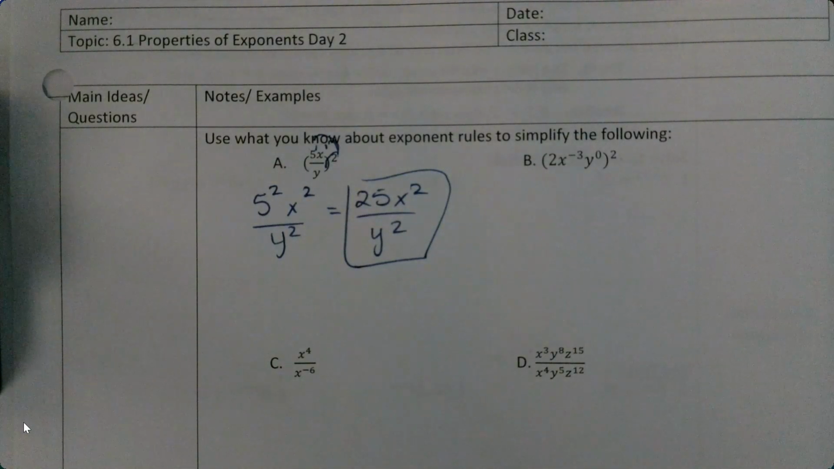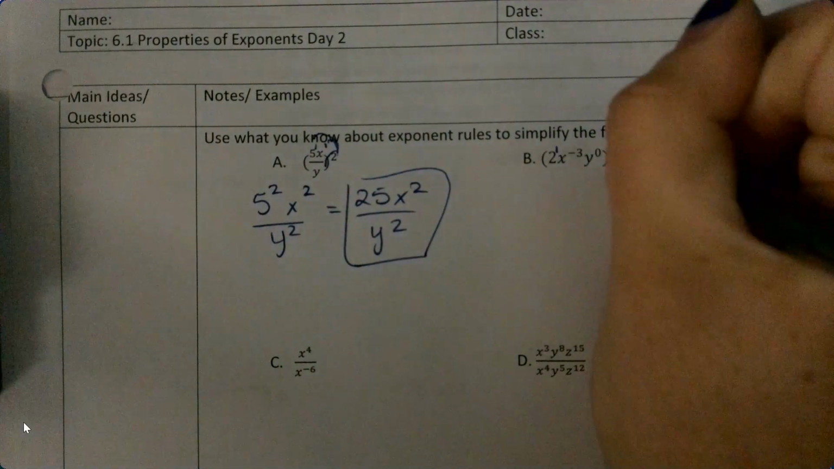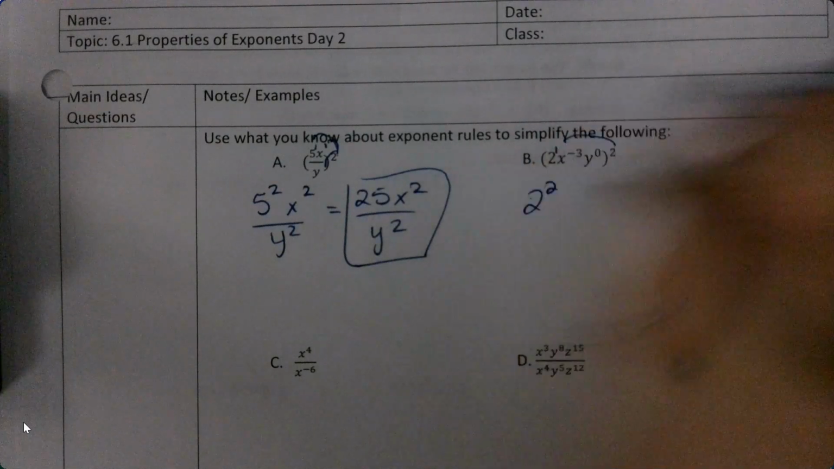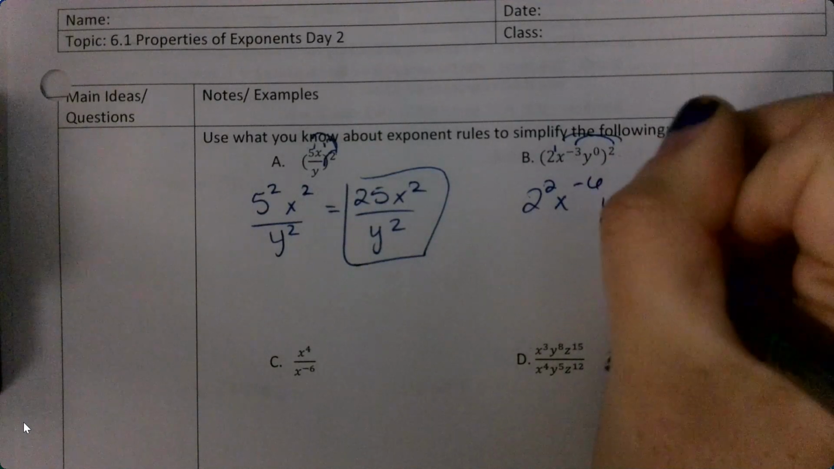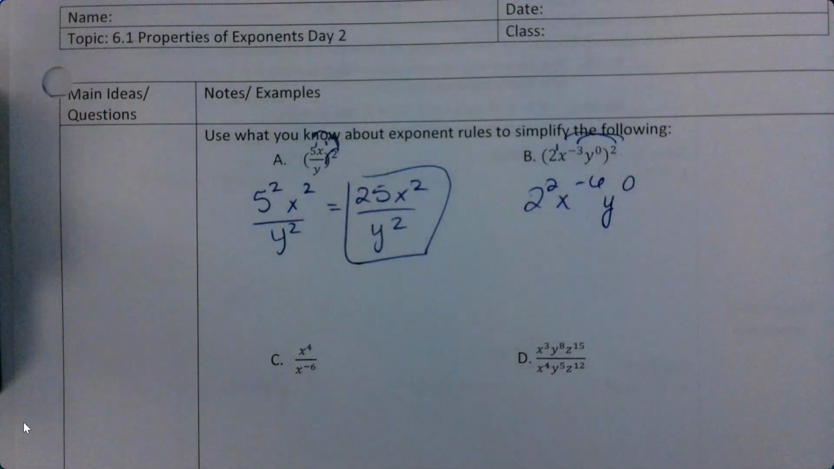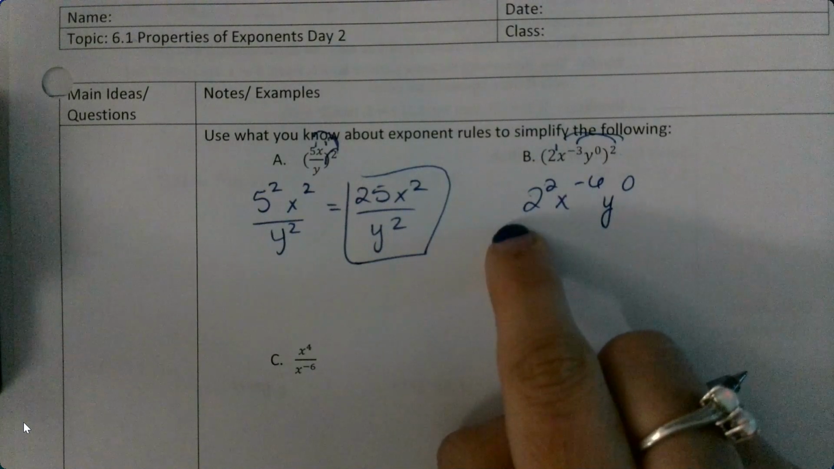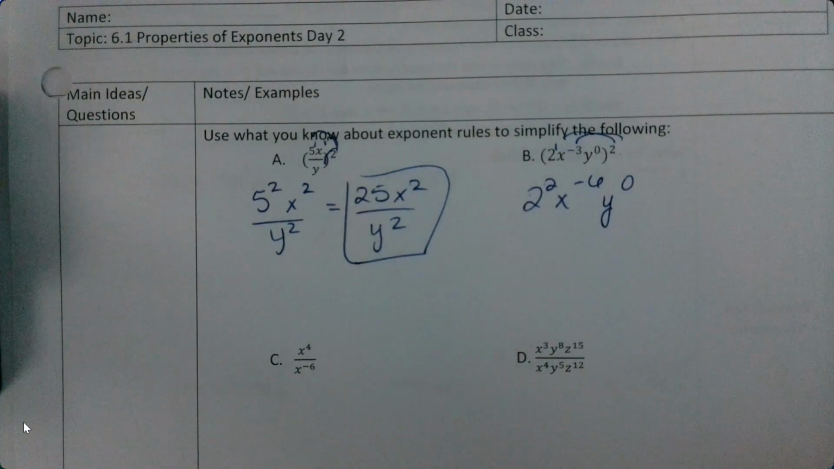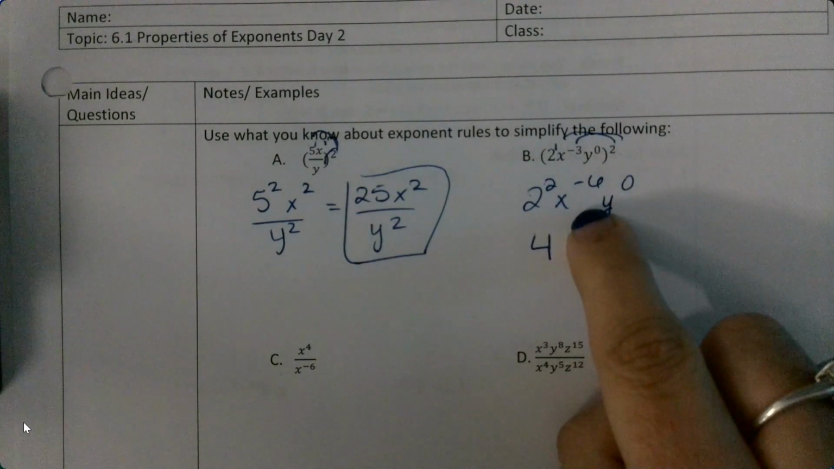Okay. So, on B, same idea. I just need to write in my exponent for my 2. It's a 1. So then I want to distribute this 2. So, that's going to give me 2 squared, x to the negative 6, and y to the 0. So let's start with 2 squared, and then we need to get rid of the negative exponent. So what does 2 squared turn into? 2 times 2? 4.